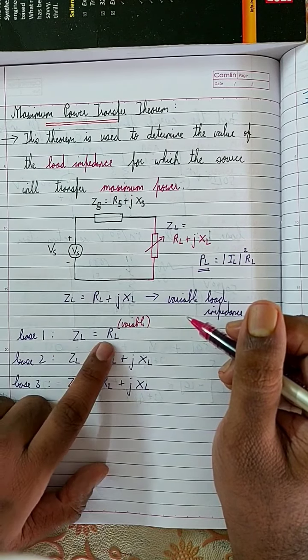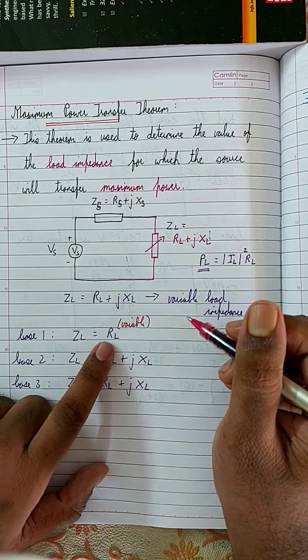So I am going to apply mesh analysis in the circuit. Applying Kirchhoff's voltage law, IL into ZS plus ZL is equal to Vs. This is Kirchhoff's voltage law. And what is ZS? Rs plus jXS. So IL into (Rs plus jXS) plus ZL, and ZL is RL, is equal to Vs.